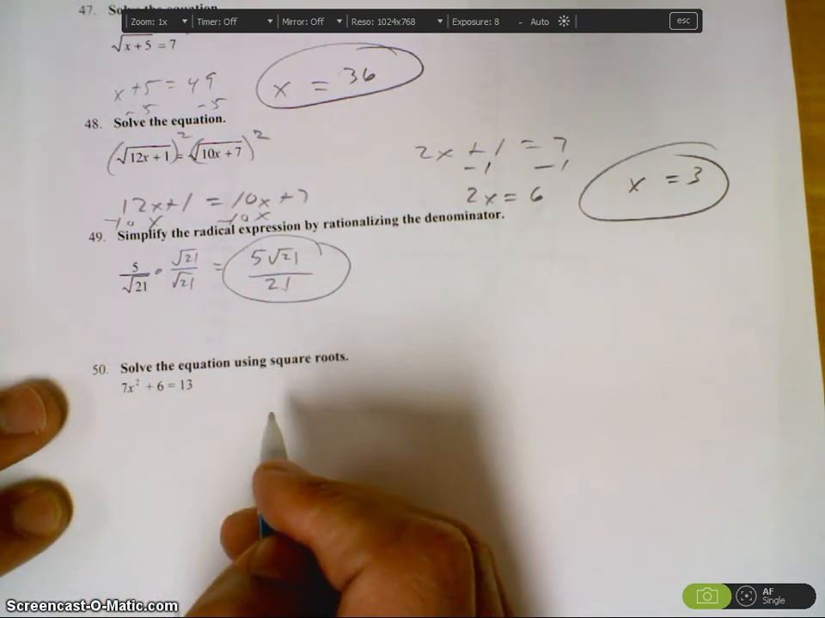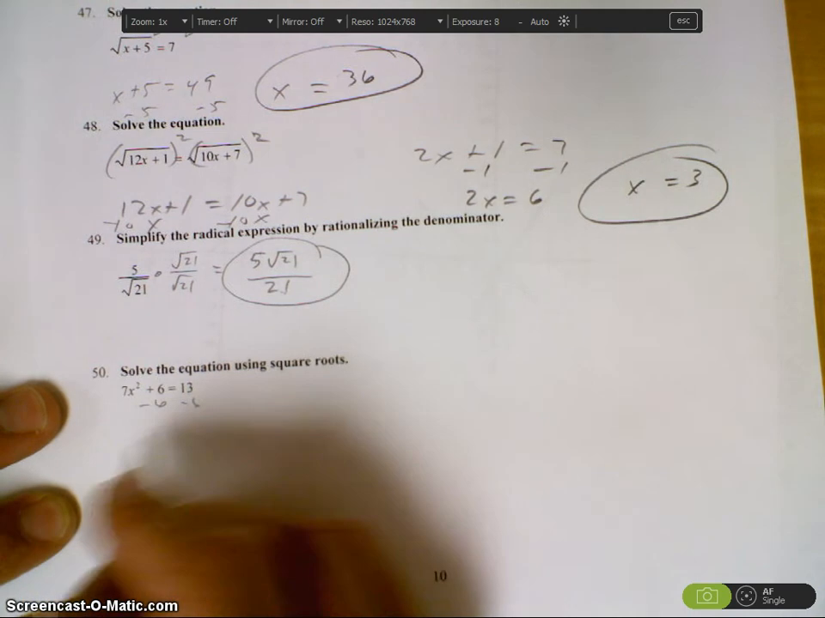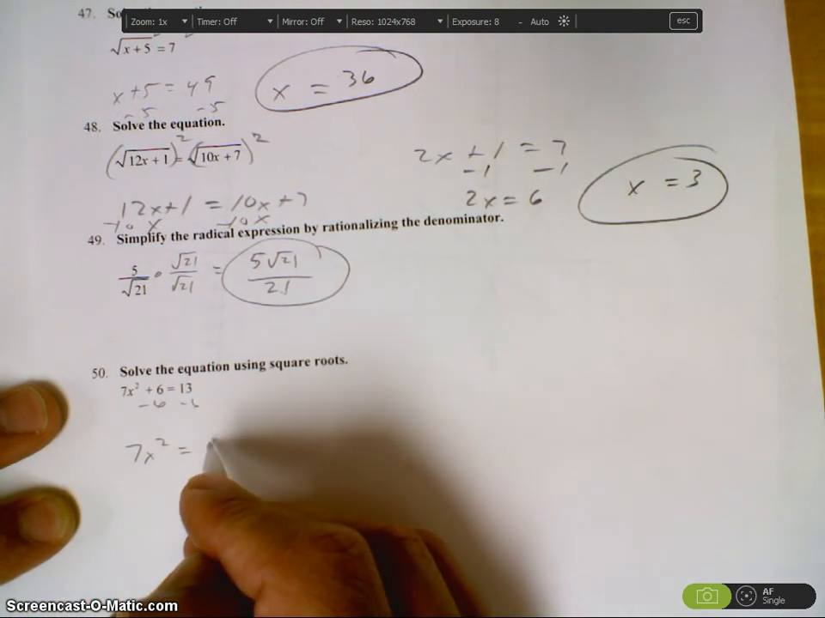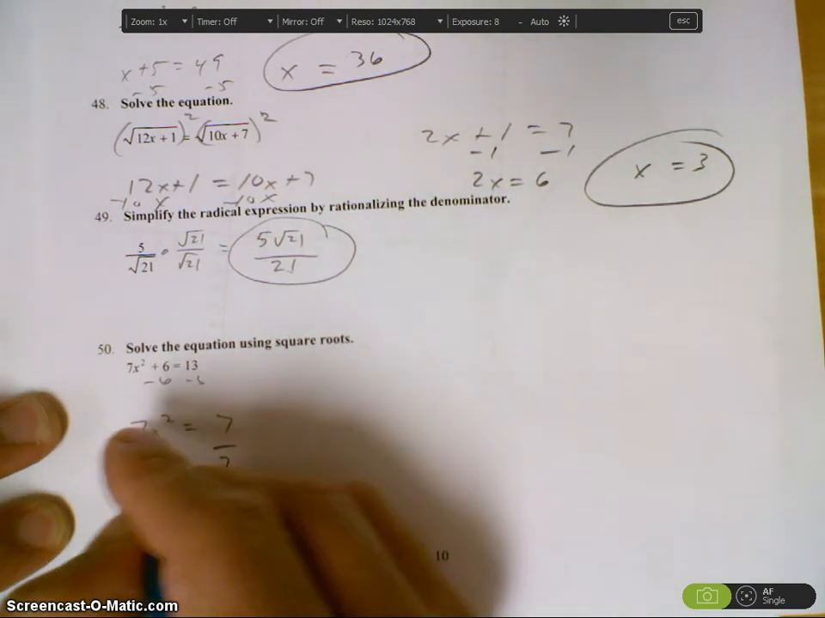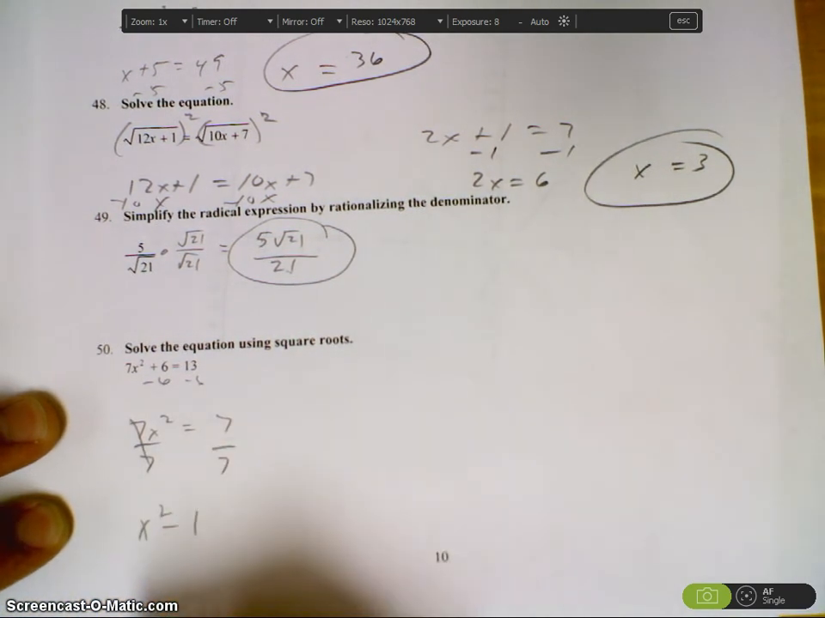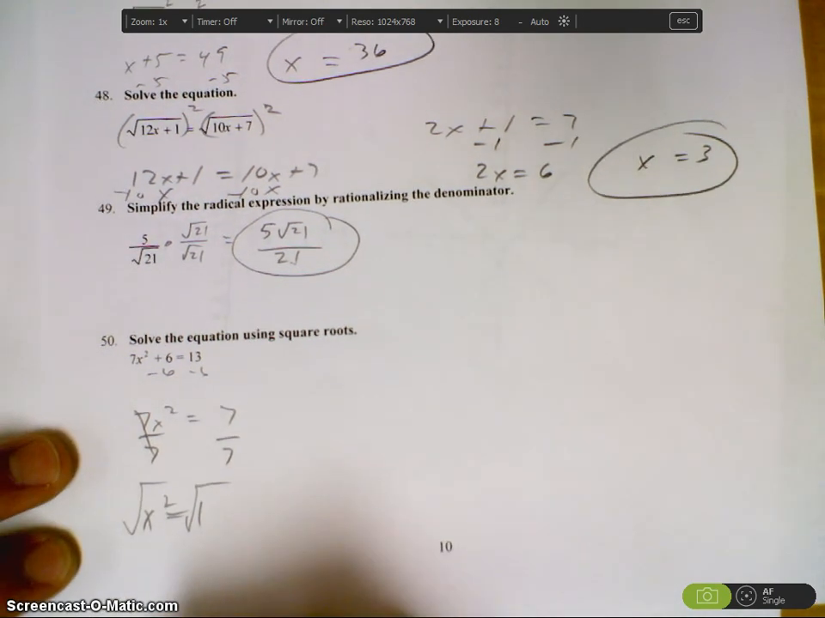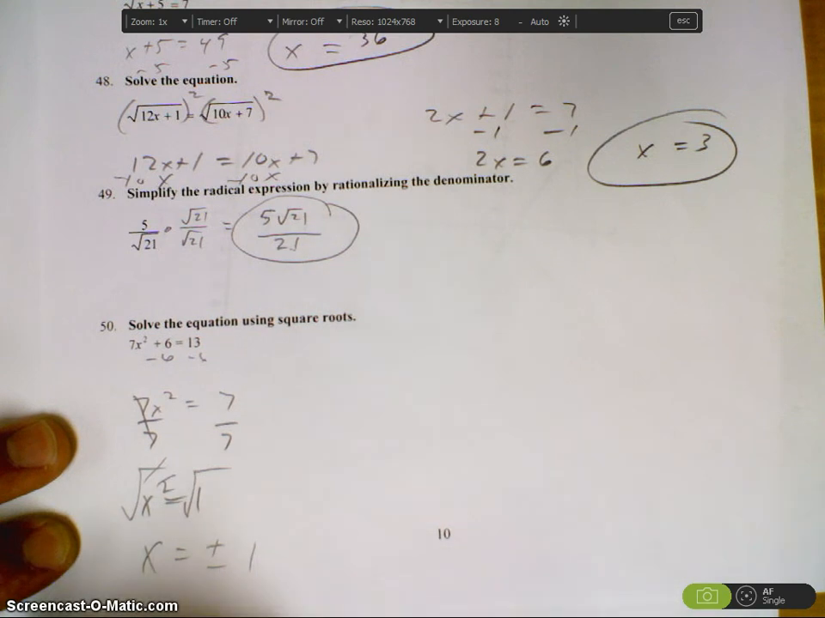And this last one, solve using square roots. Again, there's no b value, so we can just move that away from the x. What is that, 7? And then we can divide both sides by 7. And that equals, sorry. And then I can square root both sides. And that gives me x equals plus or minus 1. The square root of 1 is 1.